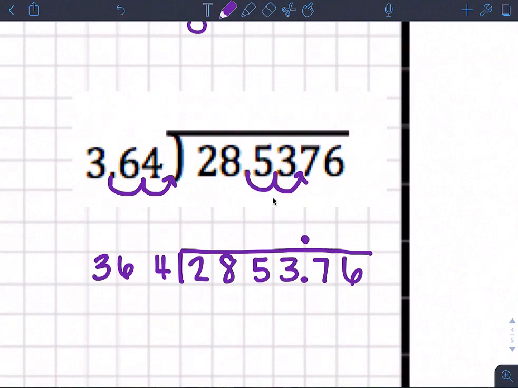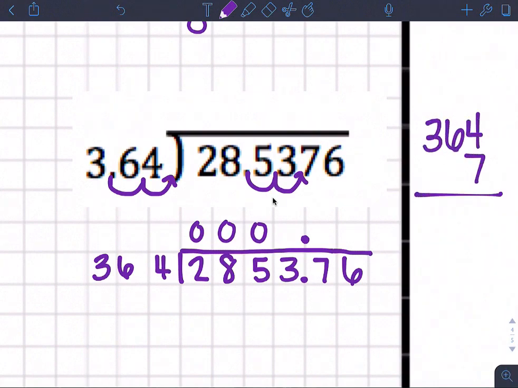So does 364 go into 2? No. Does it go into 28? No. Does it go into 285? No. Does it go into 2,853? Yes, it does. So I'm not sure how many times the 364 goes into 2,853, but I'm going to guess somewhere around 7 times. So I'm going to do 364 times 7 just to see where that gets me.